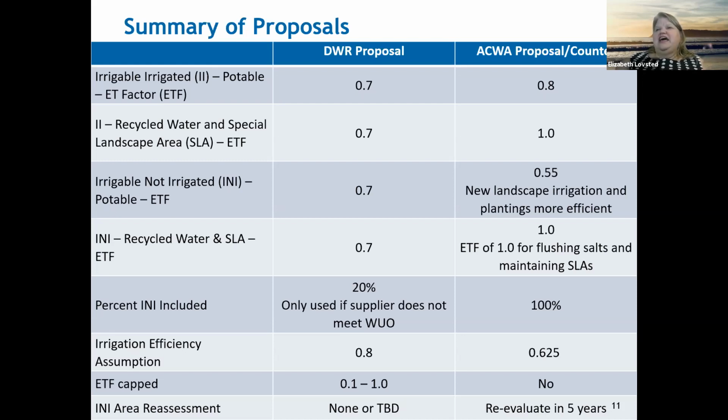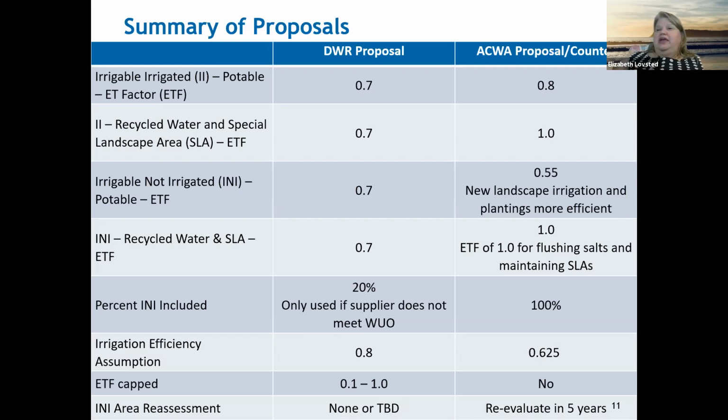And the thought with that is that it's going to be new landscaping, whether it's replacing a dead lawn or it's a new home. You're probably going to be more efficient. You're going to be able to have more efficient devices. Again, it accounts for the efforts that we've made as a water industry to really encourage new development to be more water efficient. Again, recycled water in special landscaped areas, we would keep those at 1. And then if you need an additional variance for flushing salts for high TDS recycled water, that's going to be handled through the variance process.